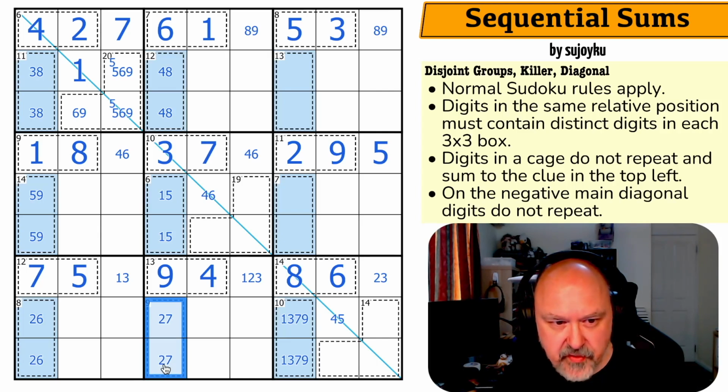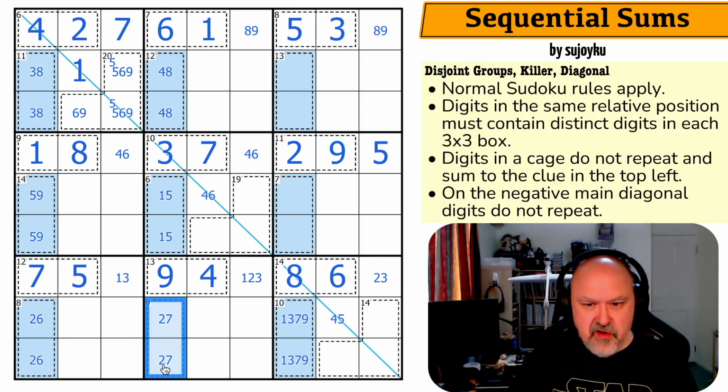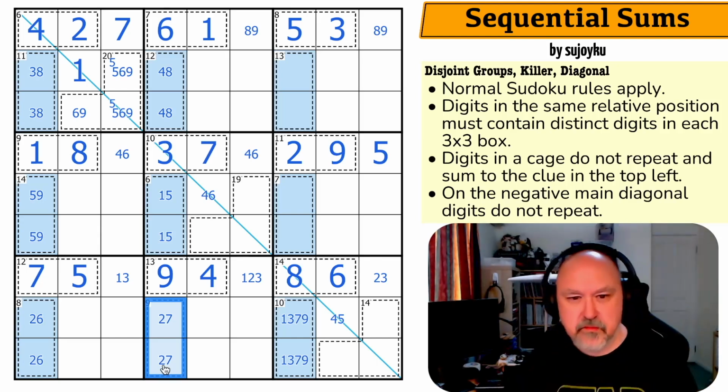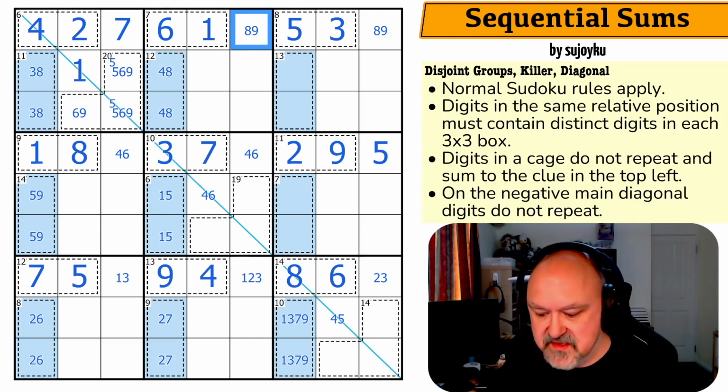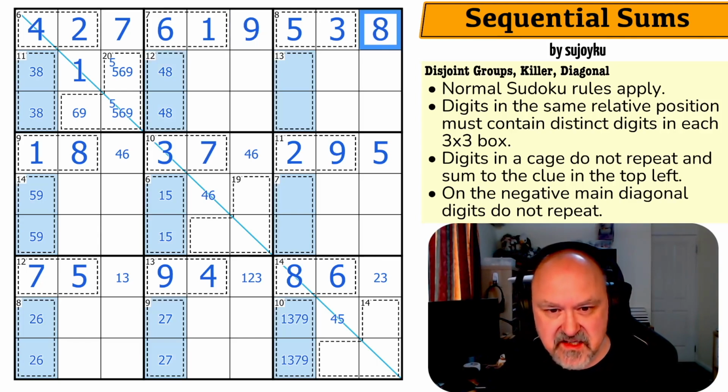Can I resolve those any further? I admit I have not done phenomenally well at this puzzle, but I'm getting there. 4, 8, of course, means this is the 9 and this is the 8.